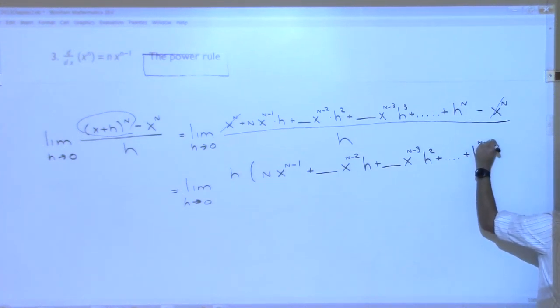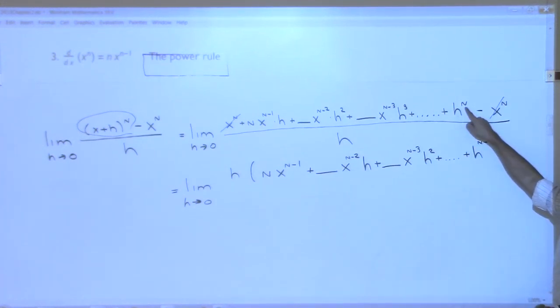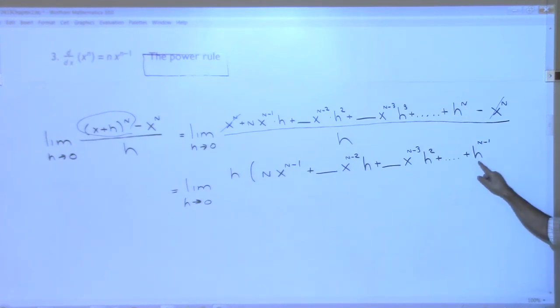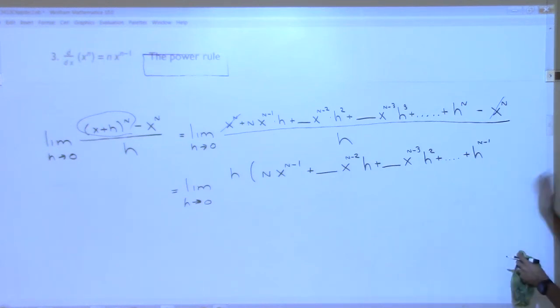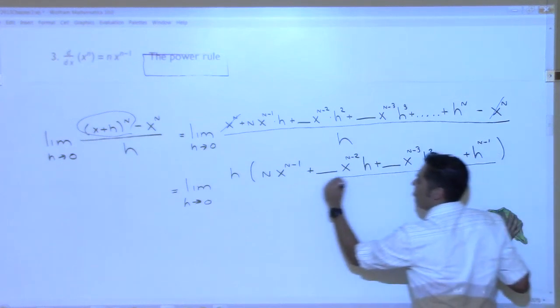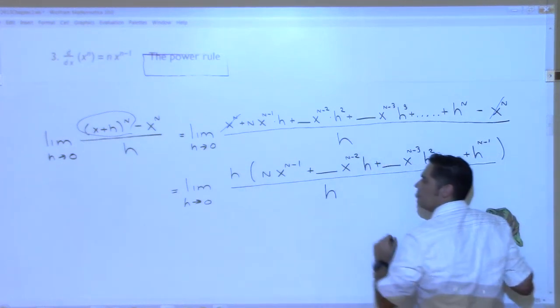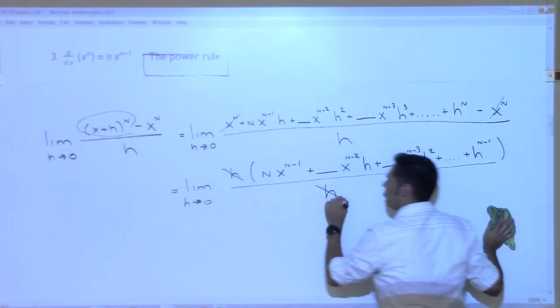It's just one less than that, right? Because I pulled one h out of this. So if that was h to the, let's say, h to the 100th power, this would be h to the 99th, wouldn't it? Y'all agree? Yes. And that's all that's left on top, right? All over h. And then the h's cancel.